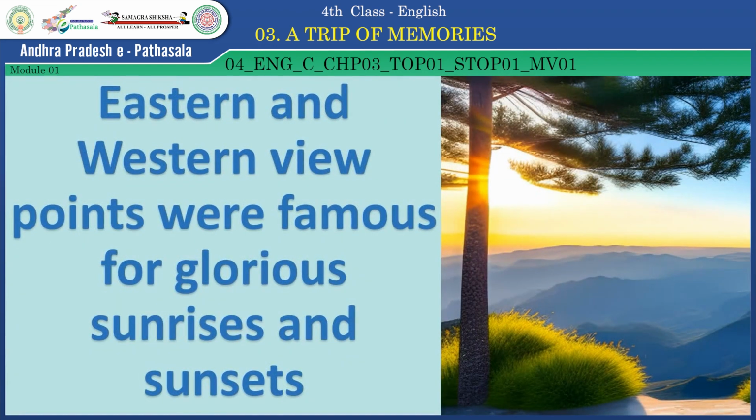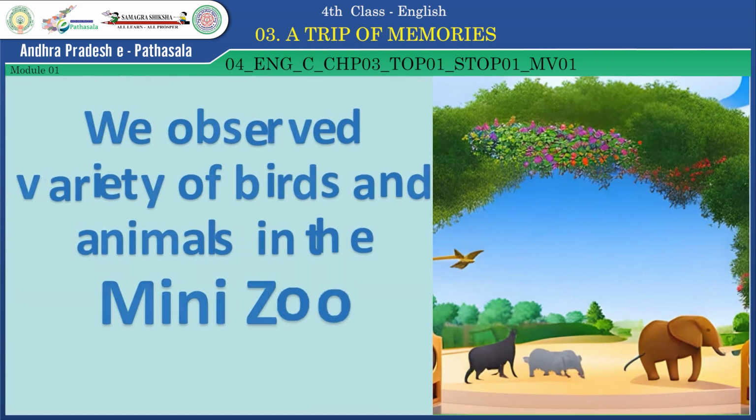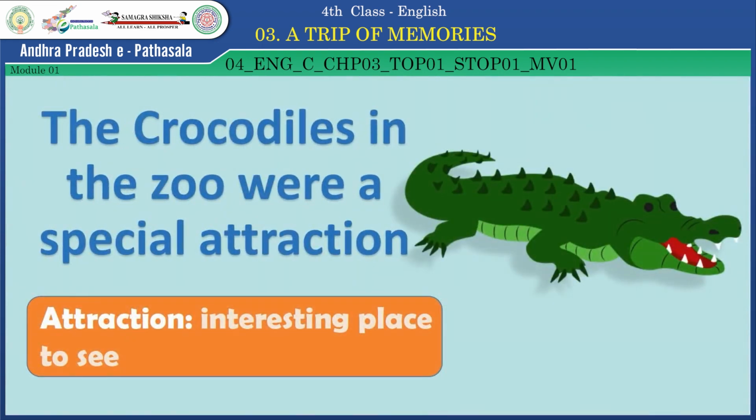From there, we moved to the eastern and western viewpoints, which were famous for glorious sunrises and sunsets. Let's go further. We watched a variety of birds and animals in the mini zoo, where we had lots of fun. The crocodiles in the zoo were a special attraction. Here, attraction means interesting place to see.